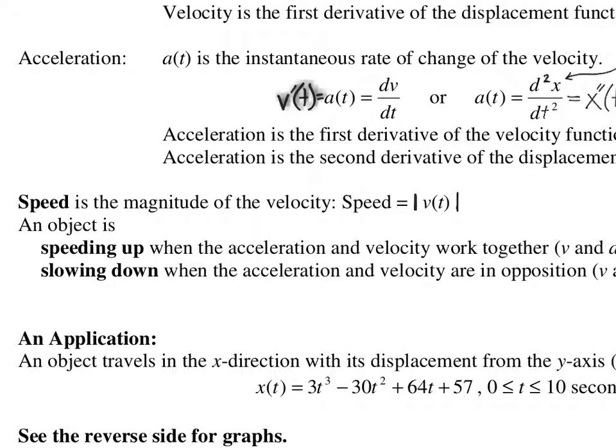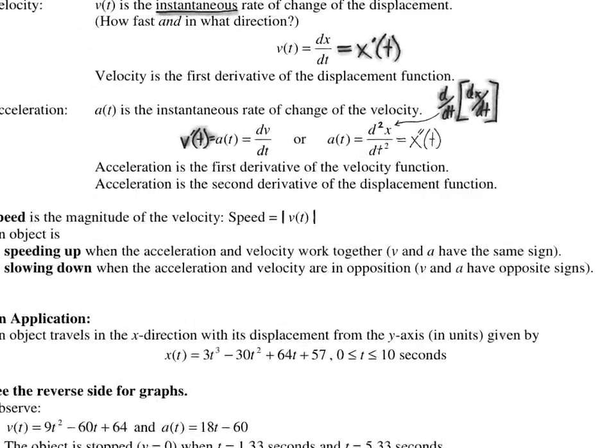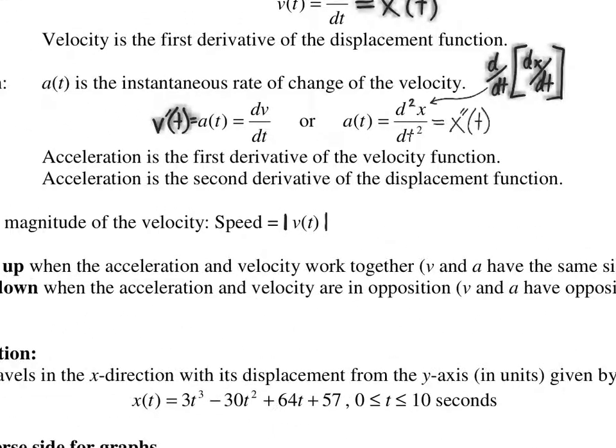Yes? Why for a of t isn't it d squared on the bottom as well? The dt with respect to t is kind of like a unit there, so it's not really multiplication. dt is like a thing all by itself. It's one thing.